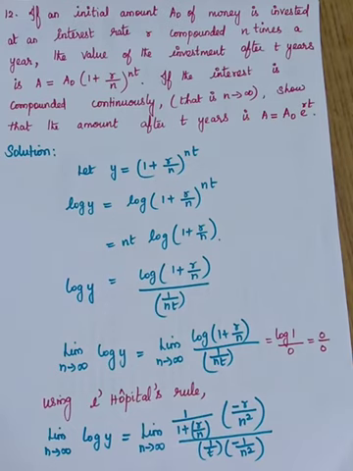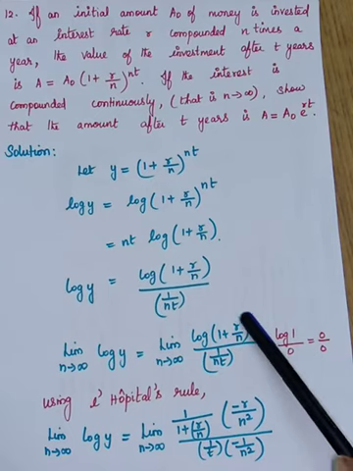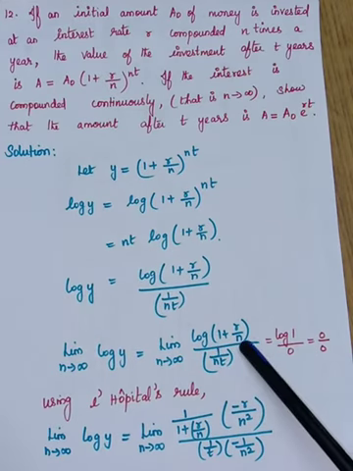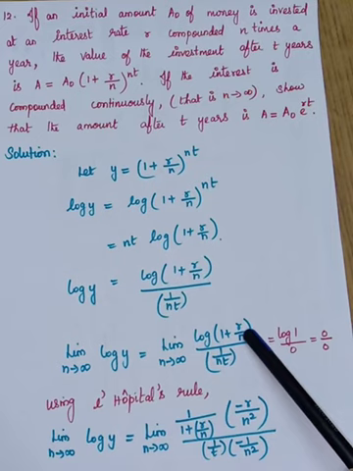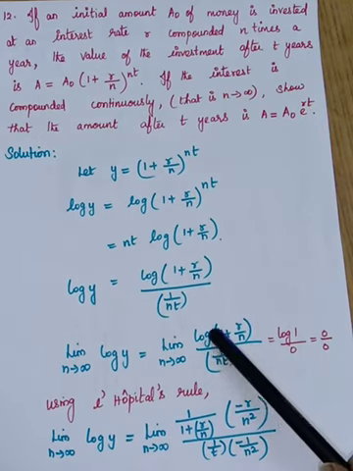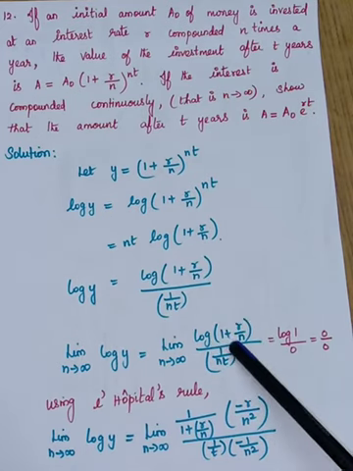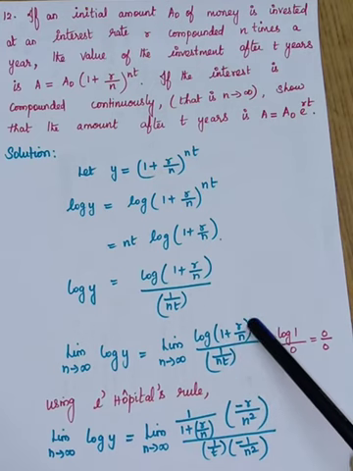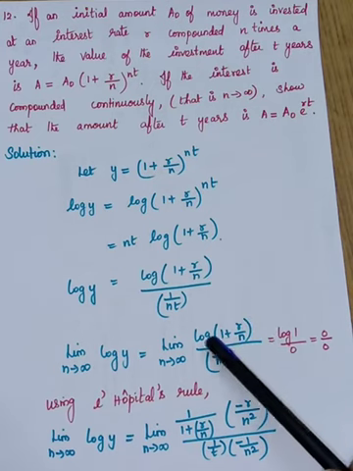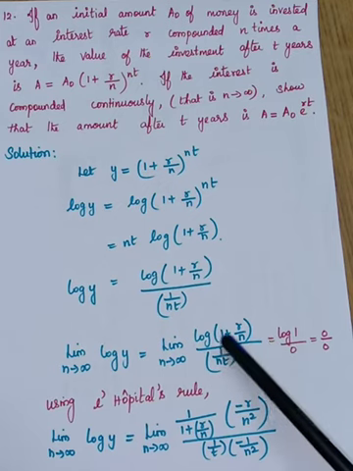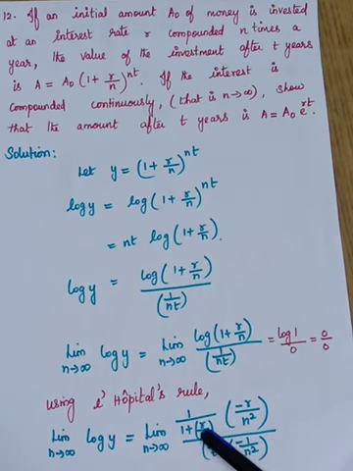So you will get what form? Indeterminate form, so you have to apply L'Hopital's rule. Come to the right side: the numerator has to be differentiated, and here also you have to use the chain rule. For log, first keep 1 plus r by n as x, so it is in the form of log x. The differentiation of log x is 1 by x, so here we have written 1 by 1 plus r by n.